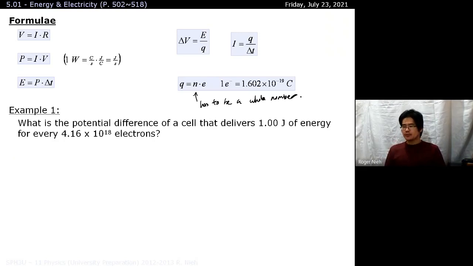Okay, so let's go through 2 math problems. And yeah, these math problems, they're going to be weird. Will they be applicable to life? Probably not, but I just want you to be able to see how these formulas link together, and how these ideas and concepts all jive. Okay, so this question is asking, what's the potential difference of a cell if it's able to deliver 1 joule of energy for every this many electrons?